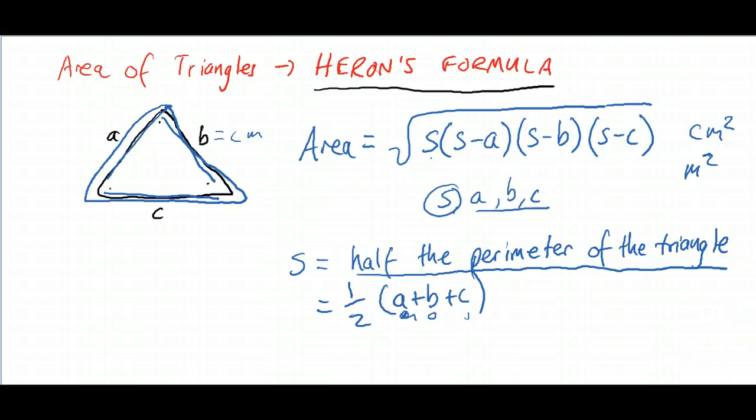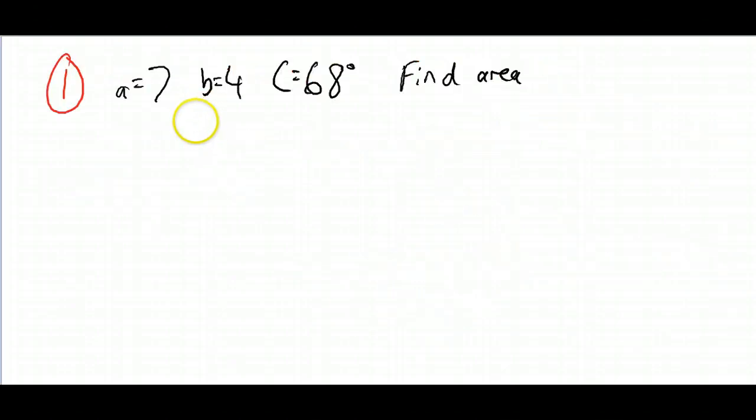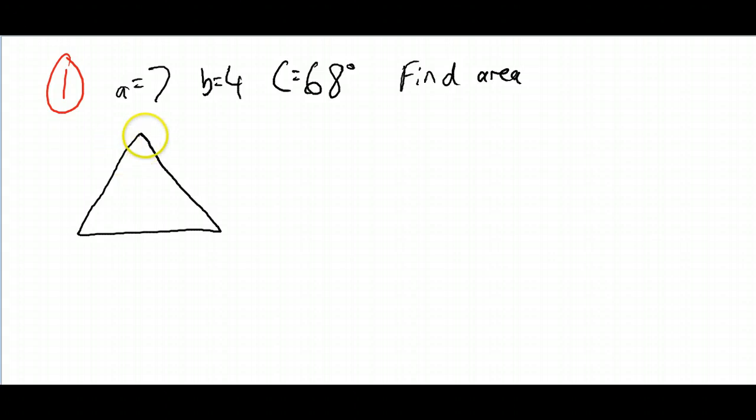Alright, let's do a couple of problems where we can apply these two methods that we've learned for working out the area of triangles. Okay, here's a problem from your textbook which we can try and work out. So in this first question, we're told that side A is 7, side B is 4, and angle C is 68. Let's draw a diagram of that, see if we can find the area.